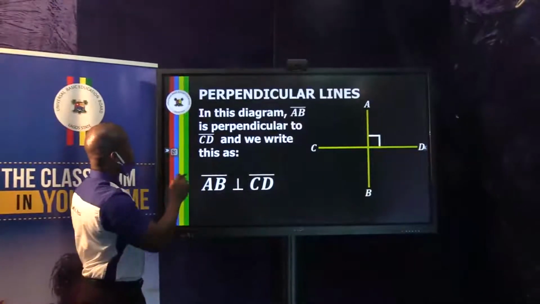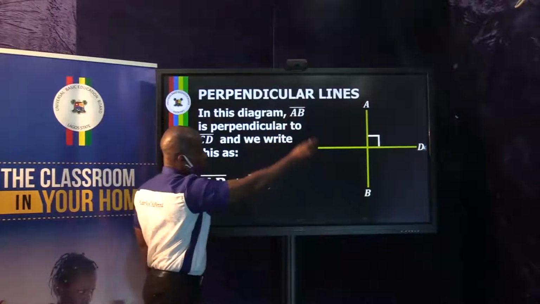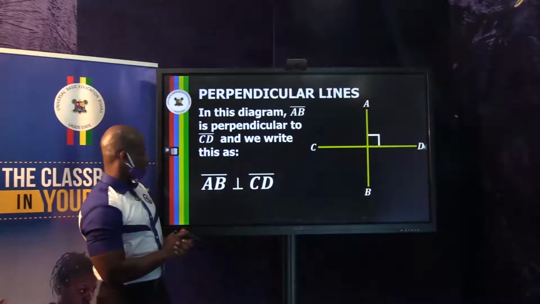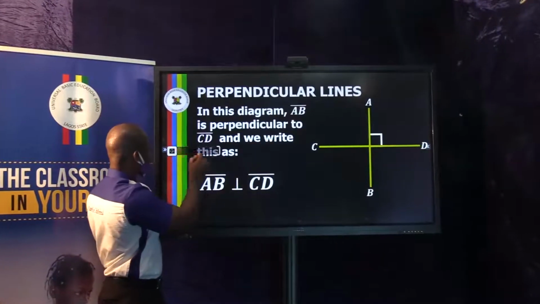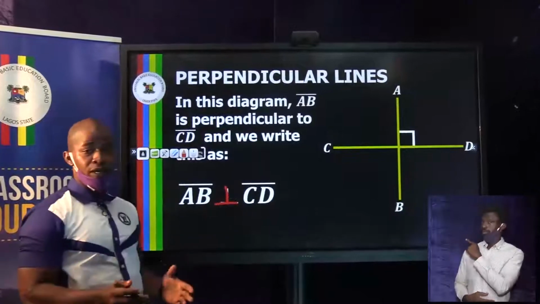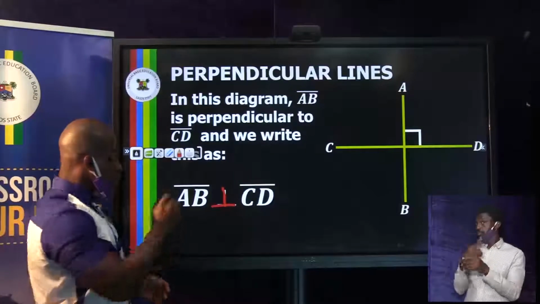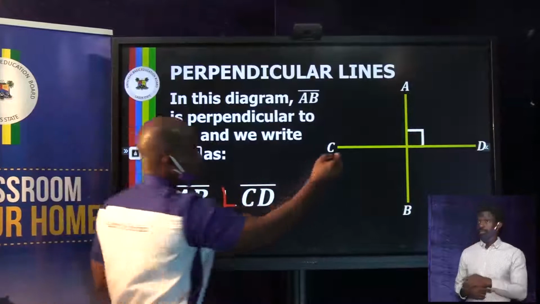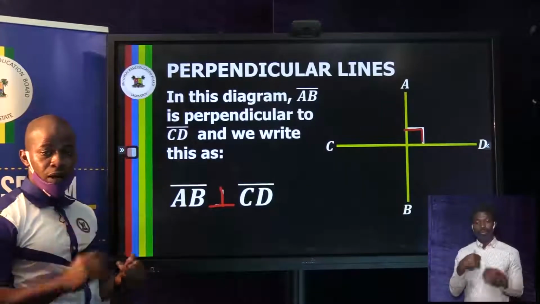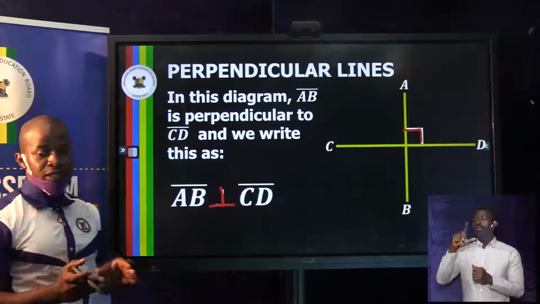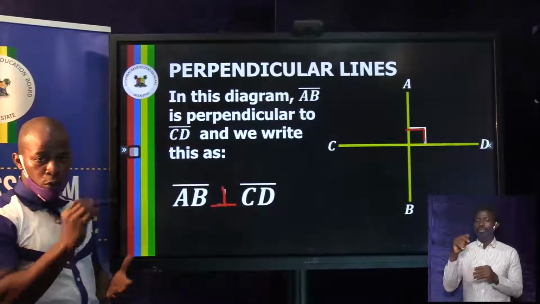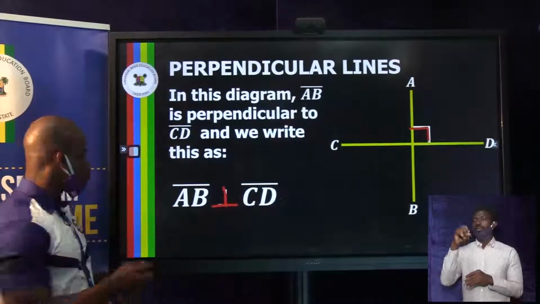Now, in the diagram that you see here, the line AB is perpendicular to CD. And this is how we write that in mathematics. Whenever you see this symbol, it means that the two lines are perpendicular. The angle between them is a right angle. So we've talked about so many things today. We've talked about parallel lines, they don't meet. Intersecting lines, they form angles. Perpendicular lines, they form angles too, but the angle is 90 degrees.